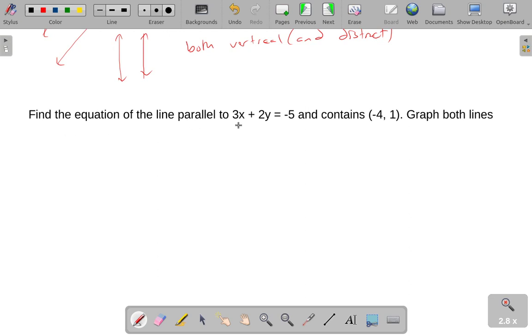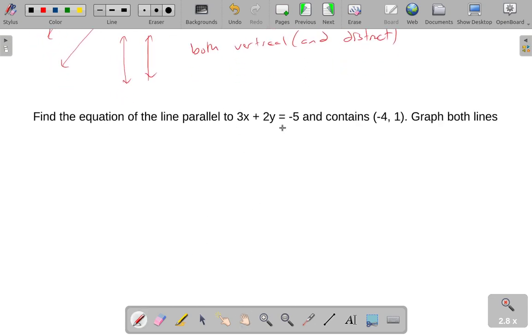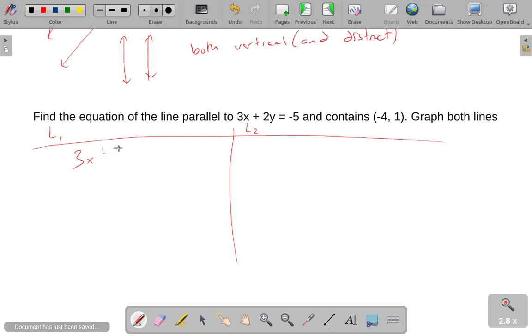Alright, so find the equation of the line parallel to this that contains the point -4, 1. And let's graph both lines. Okay, if it's parallel to this, that means it's going to have the same slope. So I need to figure out what the slope of this first line is. And when I'm doing these, it's kind of nice to split your workspace into two separate areas. Everything involving line 1 is going to be over here, and the stuff involving line 2 is going to be over here. So 3x plus 2y equals -5. That's the equation of my first line.